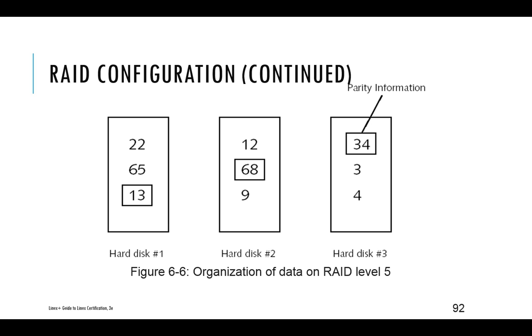Here's what RAID 5 looks like. 22, 12 are in the same area. And then 65, 68 is the parity bit, 3. 13 is the parity bit, 9 and 4 are written. Y'all see how it works? You had 22 and 12, 22 and 12, that equals 34. 65 and 3 equals 68. That's your parity bit.